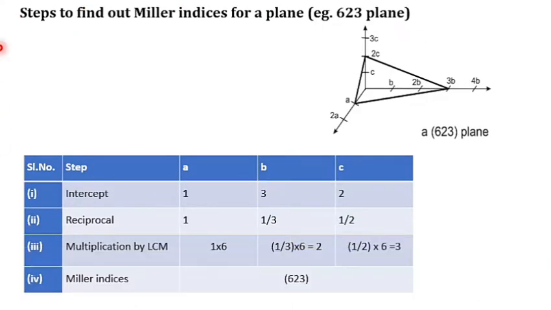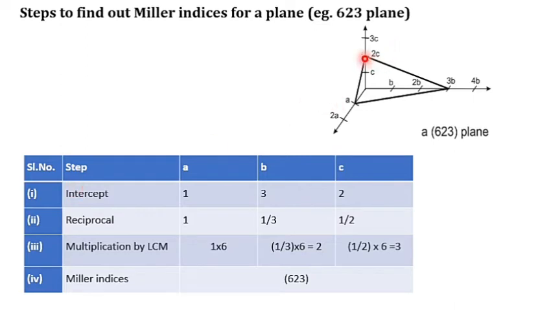Now you see how to find out Miller indices for a plane. Let us consider a plane called 623. How did this 623 plane come? Now you will see. First step. What is the first step? To find out the intercepts along the A direction, along the B direction, along the C direction.